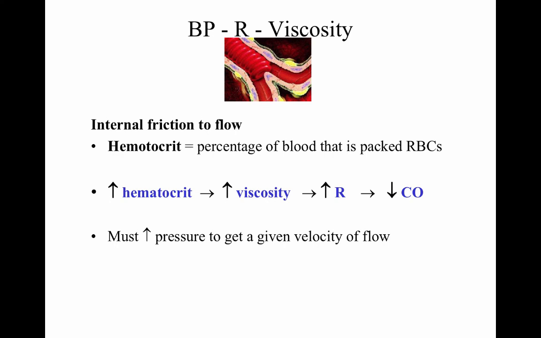So we must increase pressure to get a given velocity of flow. And the only thing that we can vary in the equation to increase pressure is the heart, and having it expand in size or become hypertrophic to try to overcome any of these blockages or resistances is usually why we'll see hearts that are enlarged in individuals that have heart disease or arterial vascular disease.